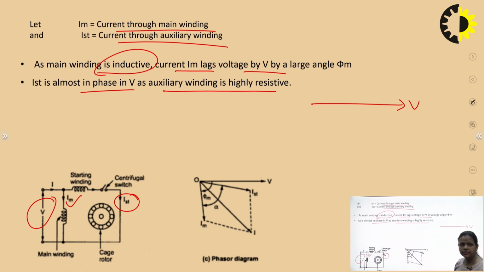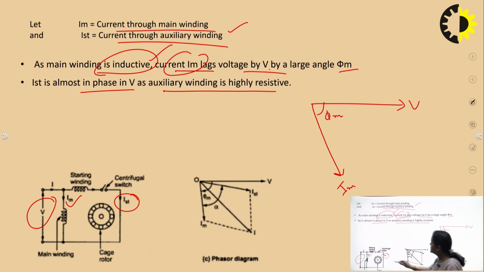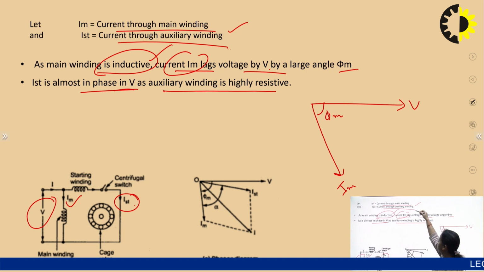So, we have taken V as a reference. Next we have to draw IM. As IM is through the main winding, and the main winding is more inductive, this current will lag V by some angle. So, here we draw IM, and the angle is phi m, right? Then IST. This will be almost in phase with V, because this is more resistive, and IST is the current through the auxiliary winding.